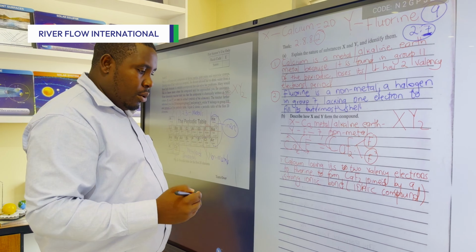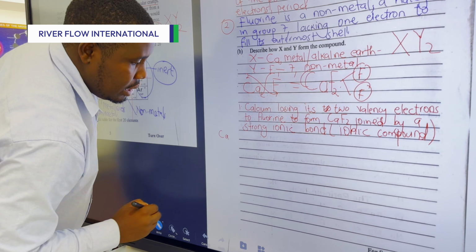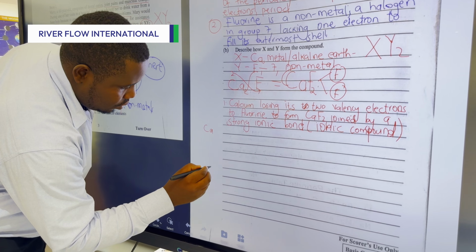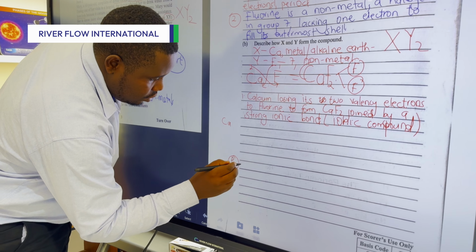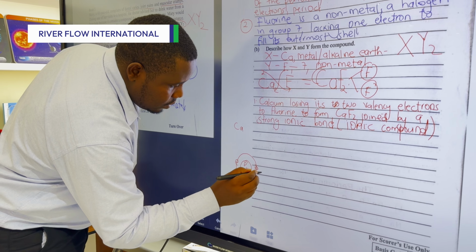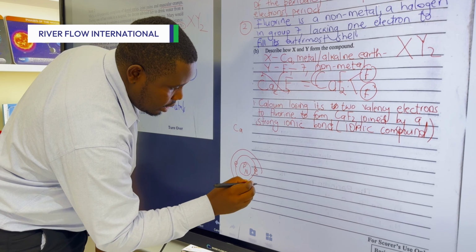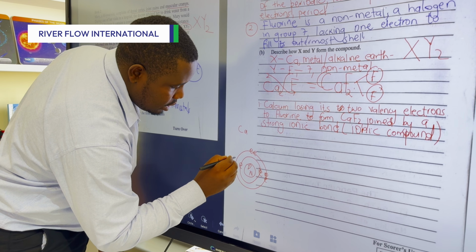So let's see how they are going to form. Now we are going to start with calcium itself. Then we are going to draw like this. We have protons, we have neutrons. The first energy level takes 2 electrons. The second energy level will take 8 electrons.